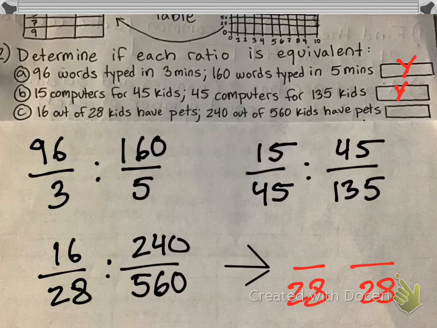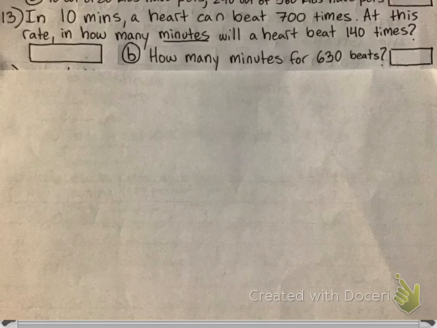So what is 240 divided by 20? What's 240 divided by 20, Lucy? It is 12. Is 16 28ths equal to 12 28ths? No. So that one is not equal. It is yes, yes, no. Exactly. Yes, yes, no.